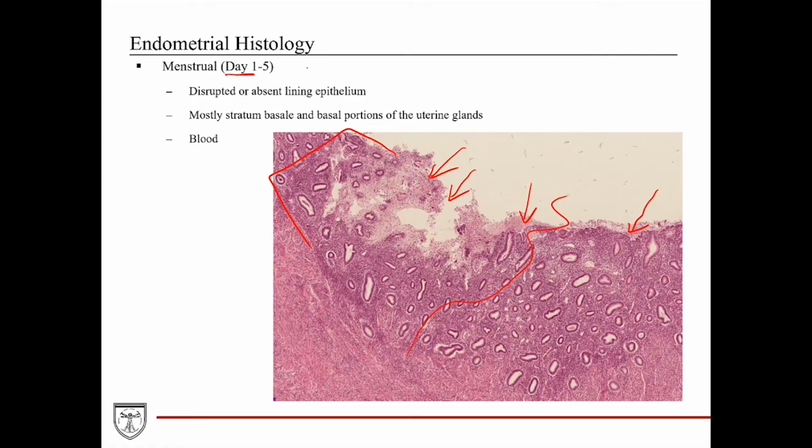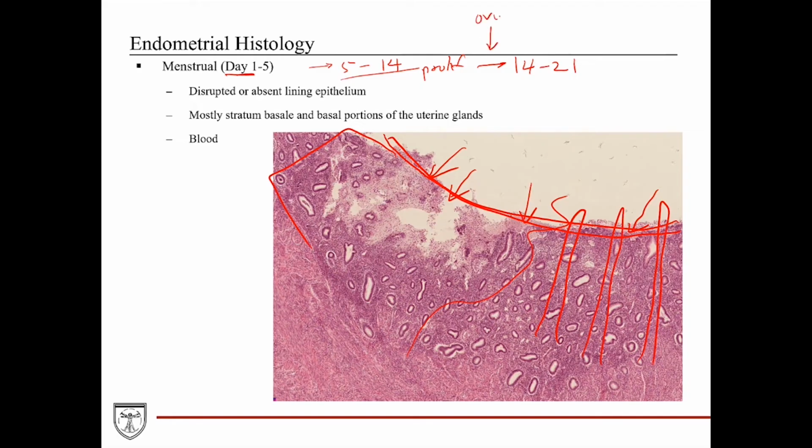And starting once again from day 5 to about 14, we would go back into the proliferative phase where we are re-establishing the lining epithelium over the endometrium. The glands will start to lengthen and grow in a straight and narrow morphology. And as we get into about day 14 to 21 after ovulation, we would have early secretory phase where the glands will start to coil in a nice smooth outline with the stratum functionale growing thicker.